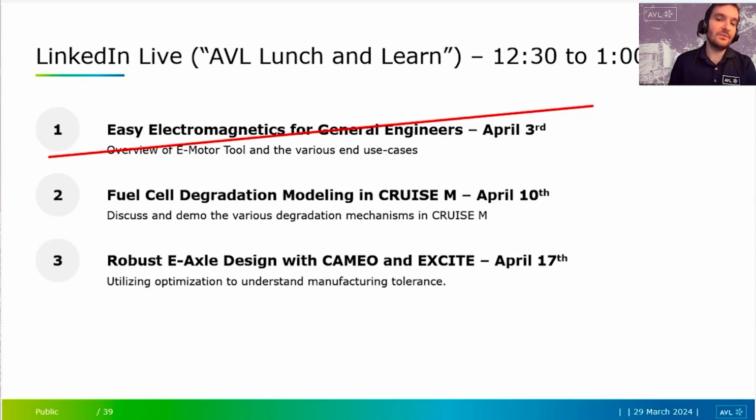And then the week after that, on the 17th, we'll do our robust e-axle design with Cameo and Excite. Effectively, that's an optimization tool where we'll understand our manufacturing tolerance and put that within the scope of NVH drift and things like that. So you want to make sure your design is robust, and if you have some tolerances that don't go the way you think they're going to go, you're not going to have an NVH disaster. You have something that's more manageable in terms of your tolerance stack.